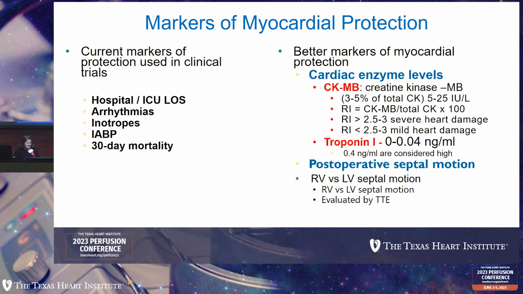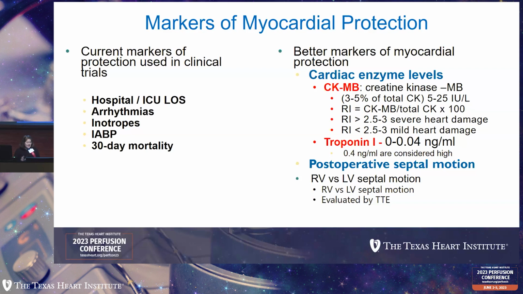Oh, here it is. So the septum is a subendocardial structure. It's more vulnerable to inadequate myocardial protection and is easily seen on echocardiogram, and its dysfunction indicates muscle injury. Septal dysfunction is common. It happens in 40 to 80% of cardiac surgical patients.